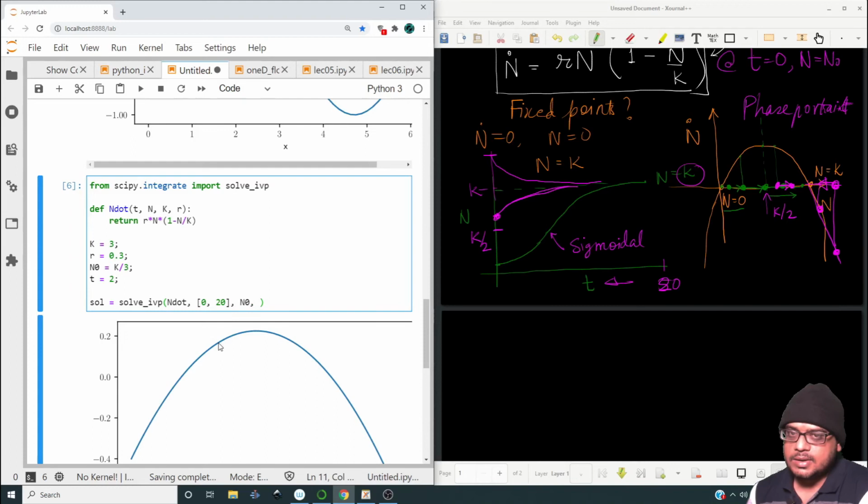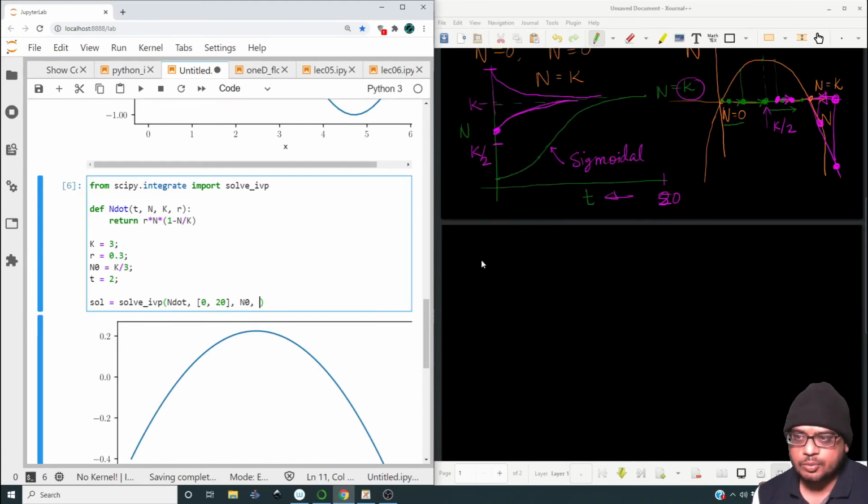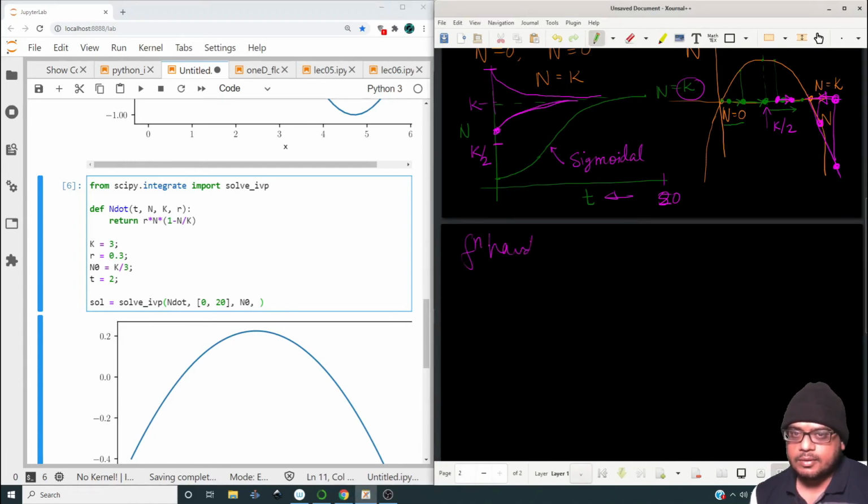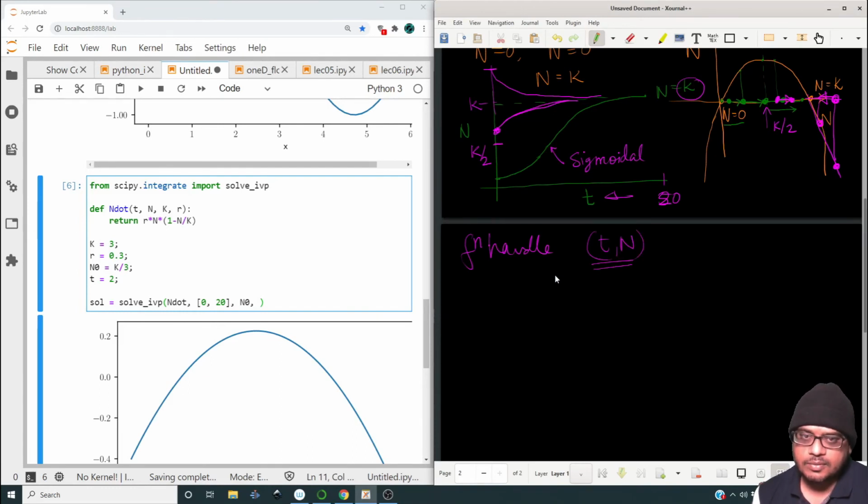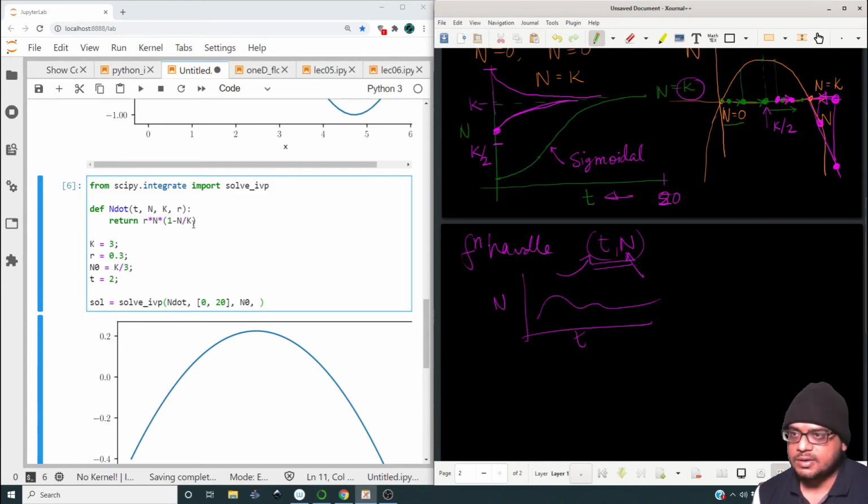So here's the thing, if you have additional arguments, ideally a function handle could simply have t and n, and you're actually solving the initial value problem where the independent variable is t, the dependent variable is n. Essentially you will have n versus t, but here our function handle has two additional arguments, k and r.